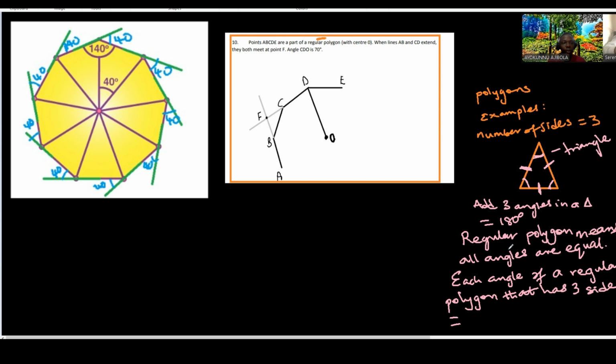What's the total money you want to share among the three of them? £30. Good, £30. So, how much will you give to one person?